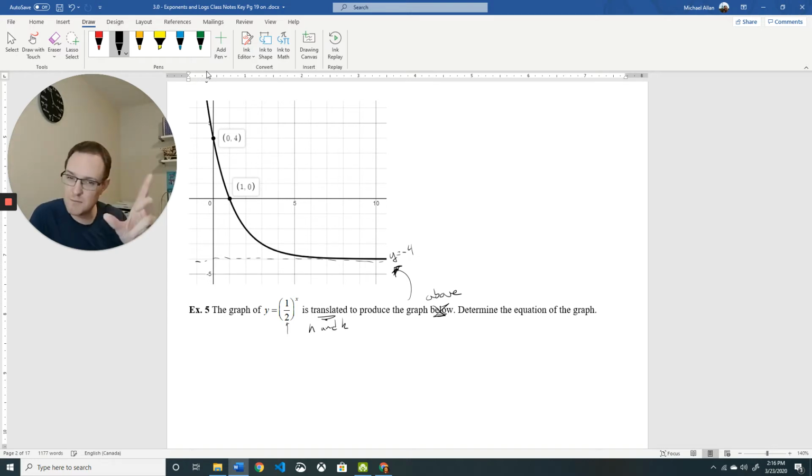Nothing to do with a and b because they haven't said the word transformed, so not doing any stretching to this graph. We probably could put an a and b in there and try to solve what they could be. They probably end up being 1 and 1. And then right now we're going to determine the equation of this graph.